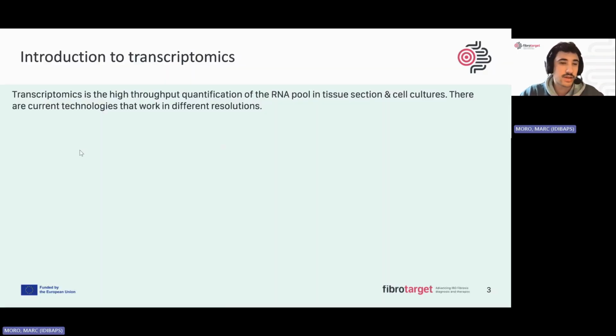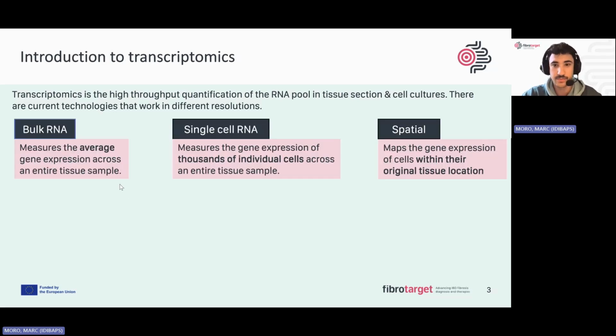I'm going to start with a brief introduction to transcriptomics. So it is basically the high throughput quantification of the RNA pool in tissues and cell cultures. So by measuring RNA, we can see exactly what's going on in a tissue. So not all measurements are created equal. Depending on the technology we use, we get very different levels of resolution.